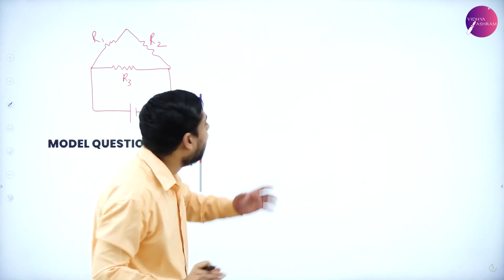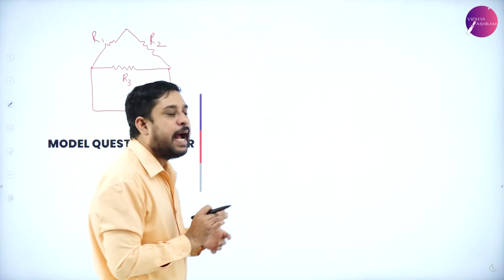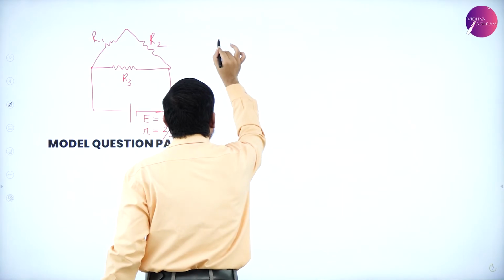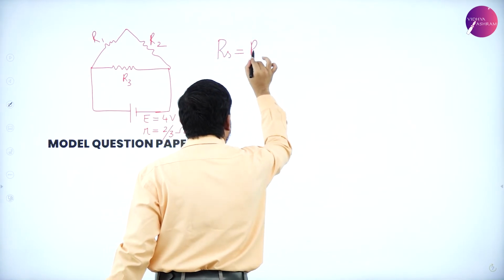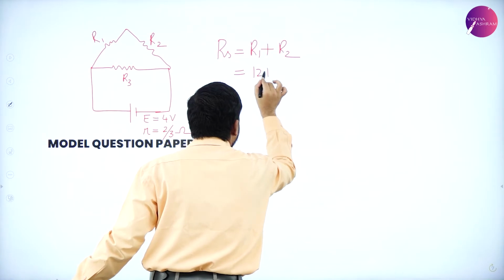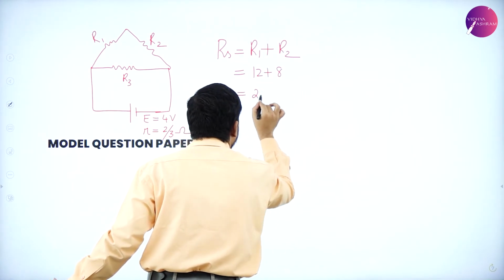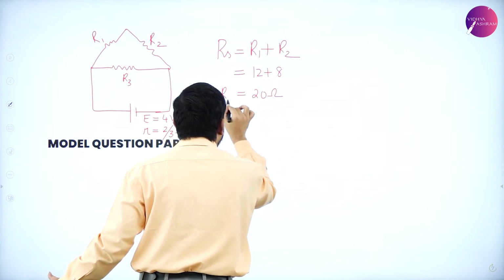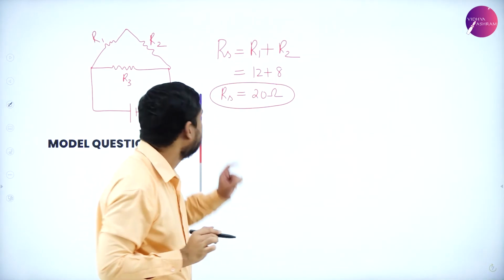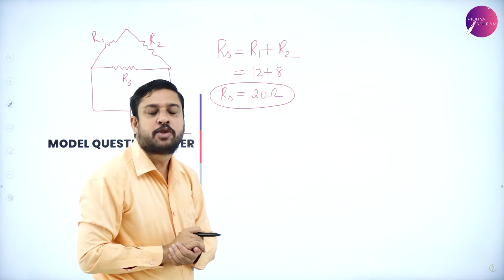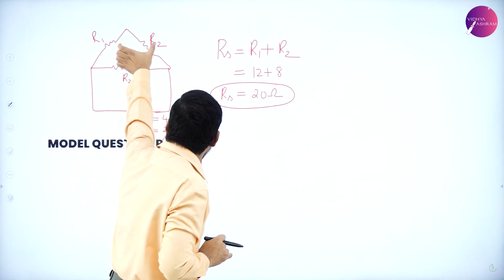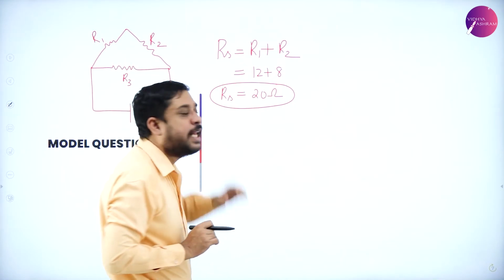Now dear children, if you observe, R1 and R2 are connected in series. So RS equals R1 plus R2, 12 plus 8, which is 20 ohms. So initially I have calculated RS, effective resistance of R1 and R2. Now, this RS is connected in parallel with R3.